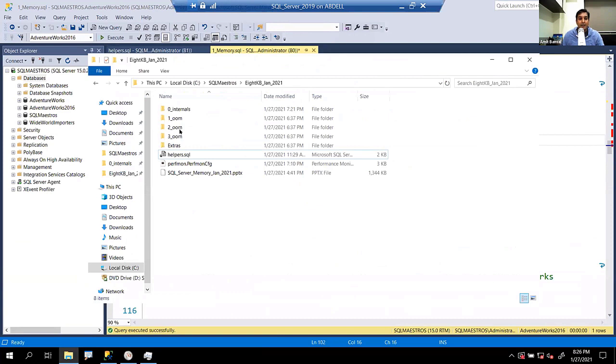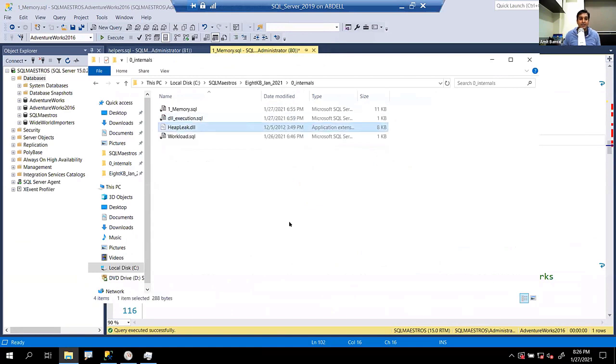Now let's look into the direct Windows allocation. And we talked about direct Windows allocation. So let's open up DLL execution.